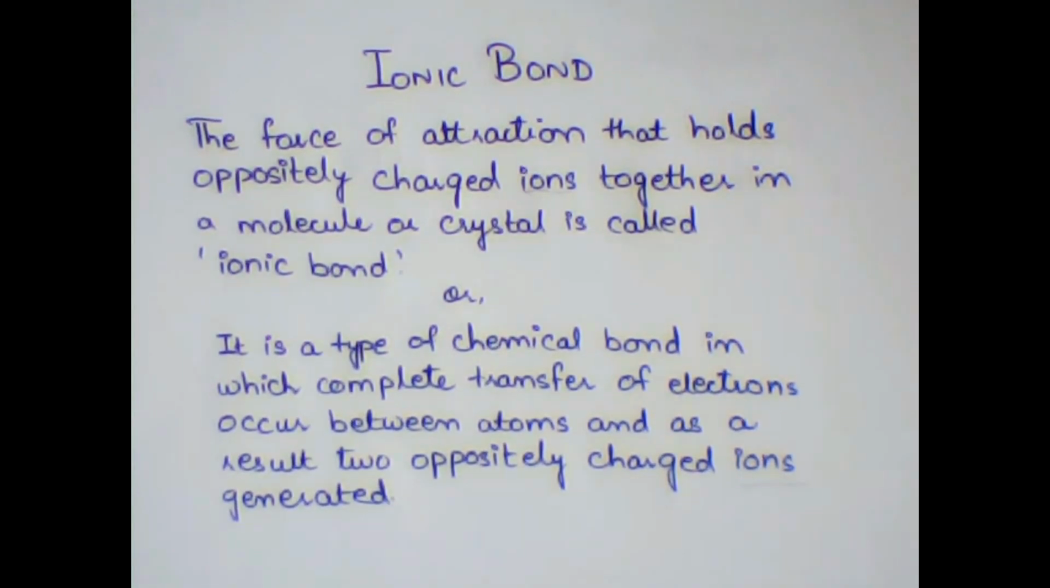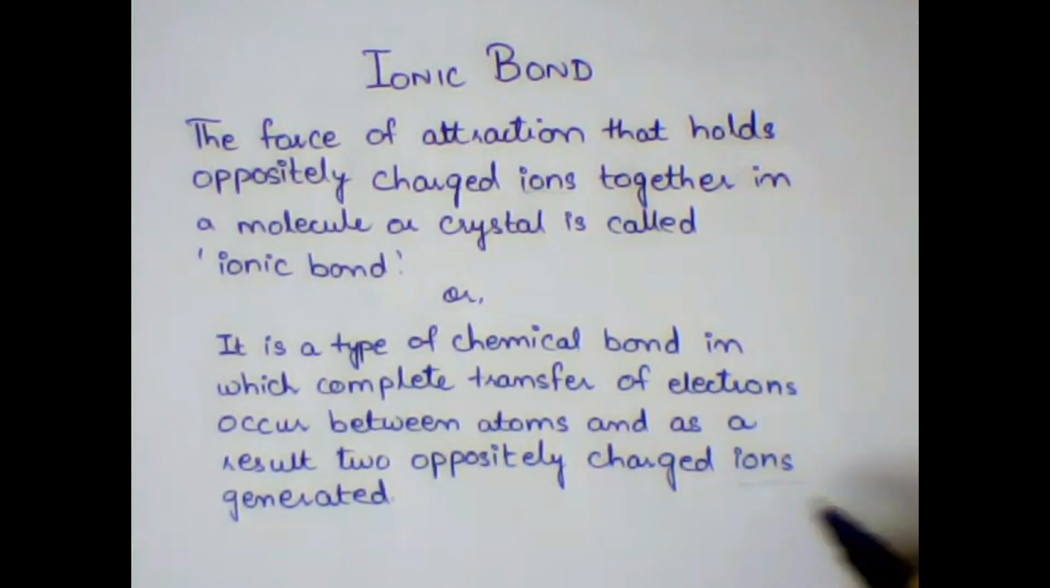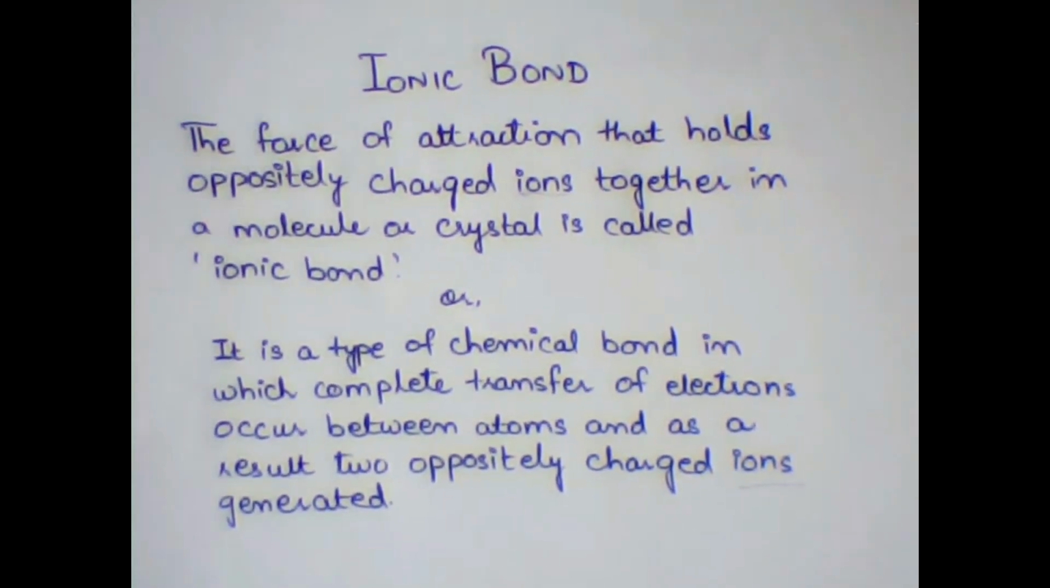Now here one very important term is used, that is ions. Ions are atoms or groups of atoms that have a different number of protons and different number of electrons. There are two types of ions that are discovered yet: positive ion and negative ion. Let's understand ionic bond by some examples.